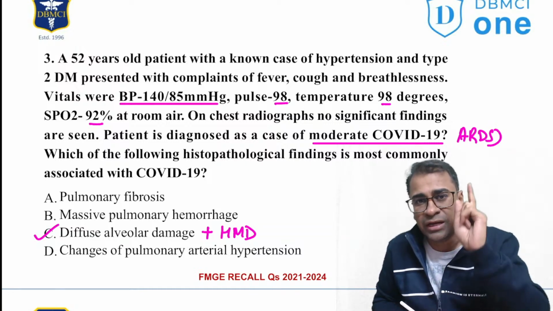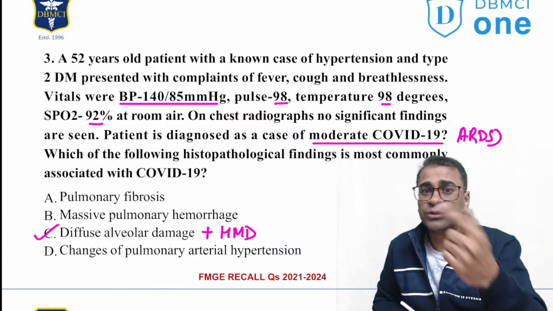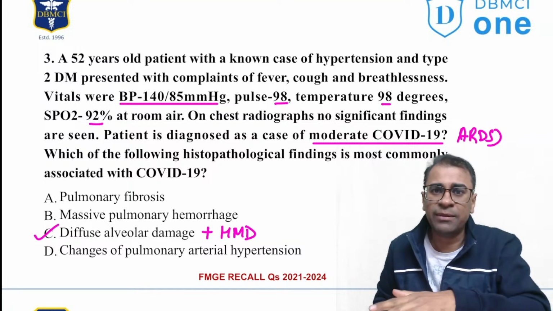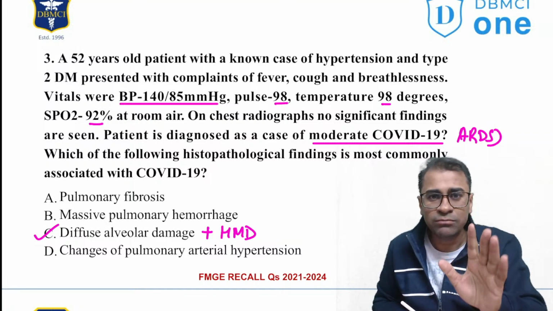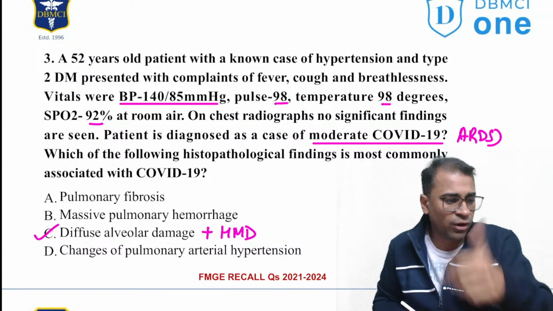But do remember, in a typical case of ARDS, the type 1 cell is damaged, type 2 cell is intact. What happened in COVID-19? Type 1 is also gone, type 2 is also gone. That was the problem in COVID infections. Okay, is that clear to all of you? Let's go.